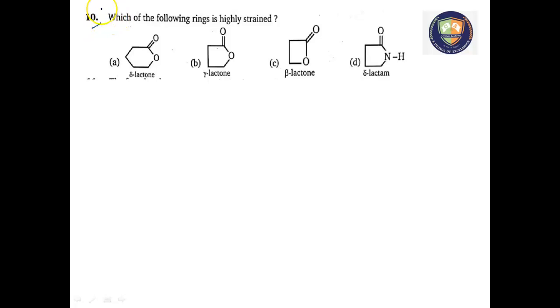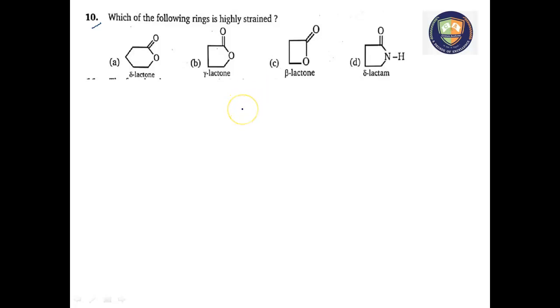So now we have question number 10, which asks: which of the following rings is a highly strained ring? You have been given these four options. First is delta lactone, B is gamma lactone, C is beta lactone, and D is delta lactone. You have to tell which of these will have the most strained structure.